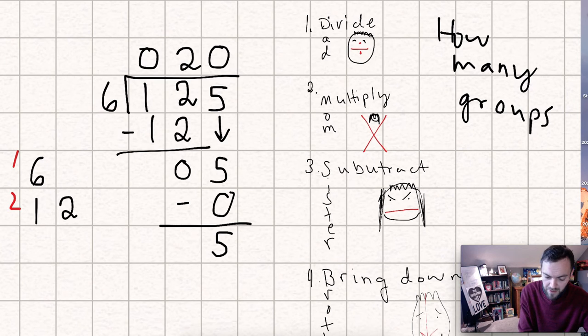And bring down, but there's nothing to bring down, which means I am done with this problem. But I've got something left over. I have something remaining, so that is going to be my remainder. The answer is 20 with a remainder of 5.